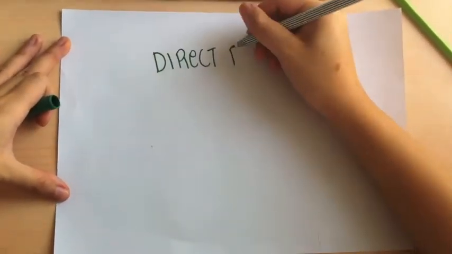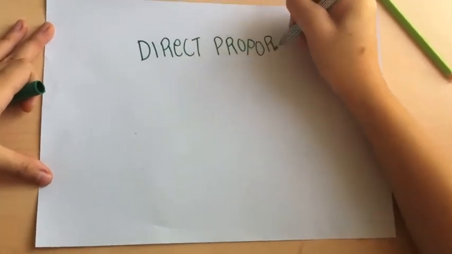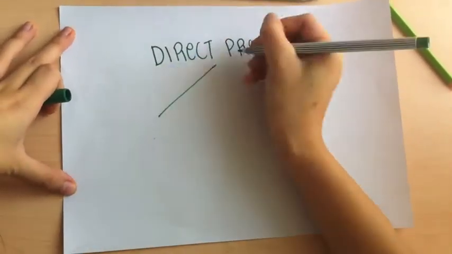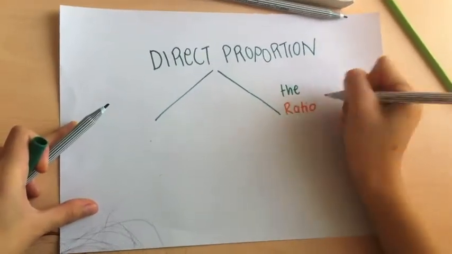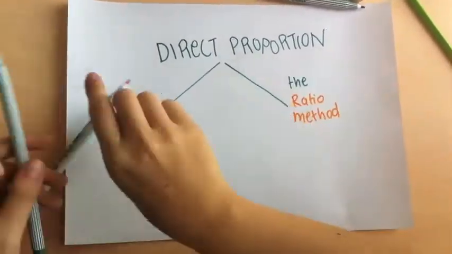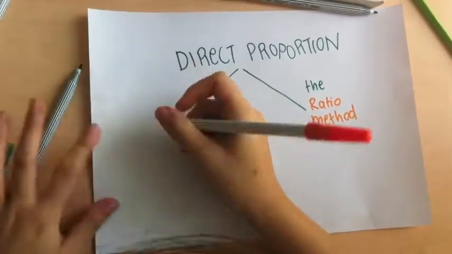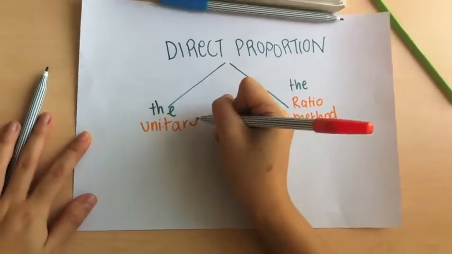There are two ways of finding out direct proportion. One way is, as you can see, the ratio method. And the other is called the unitary method.